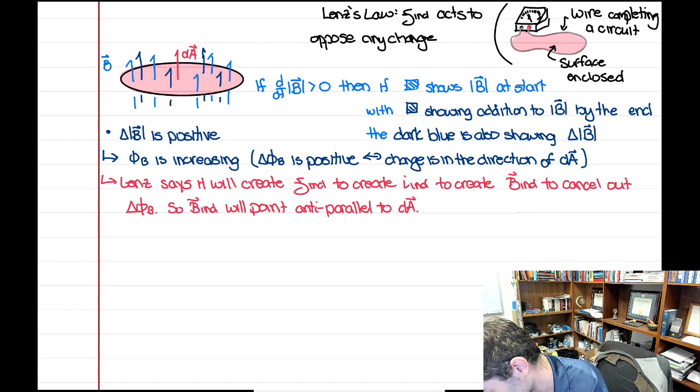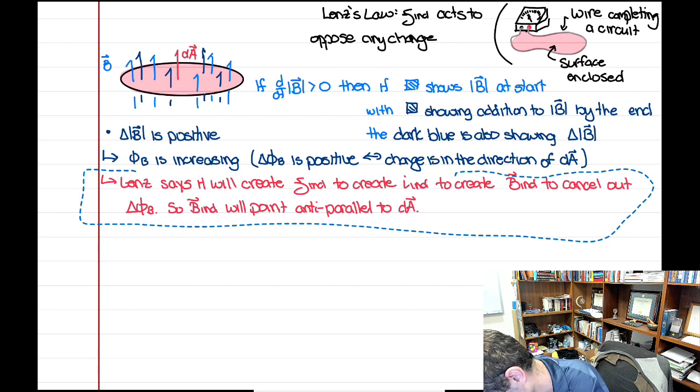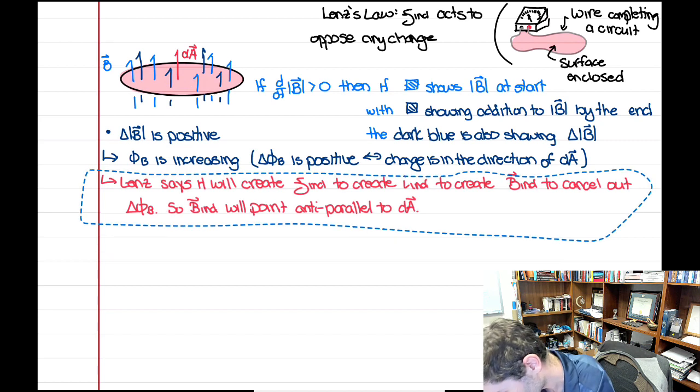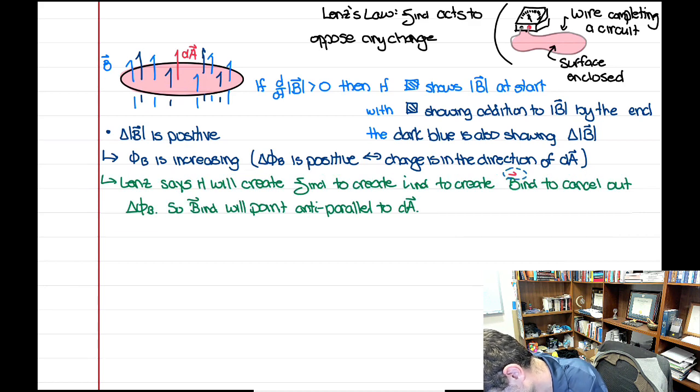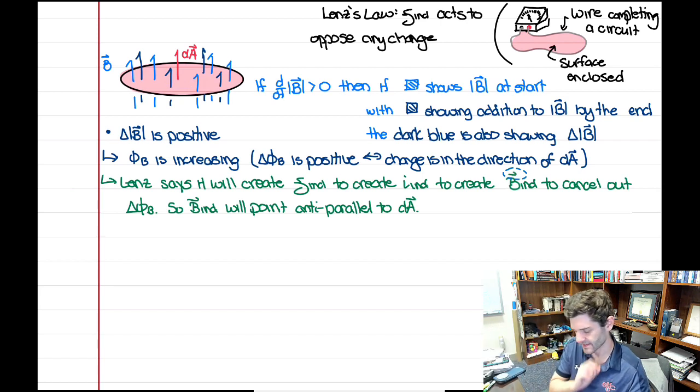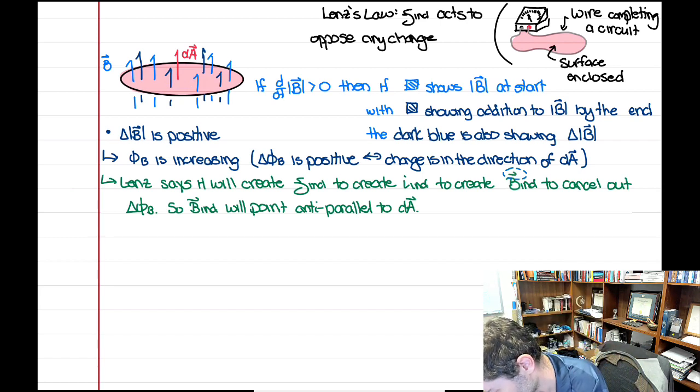Maybe I shouldn't use red. I should use green for stuff we're going to do here, since I'm already using red for the surface. So I'll use green to cancel out. Then if we go back to this drawing, it's getting a little busy, so maybe I'll just copy and paste.